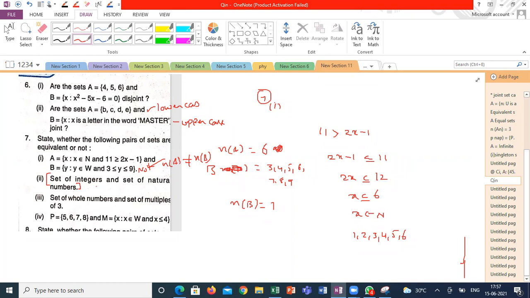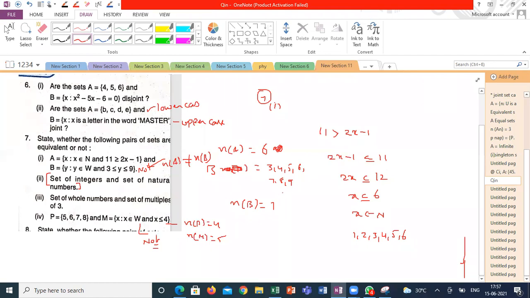What about the fourth question? So not equivalent. 5, 6, 7, 8. x is a whole number less than or equal to 4. So n of P is 4, n of M is how much? 5, sir. So n of P is 4, n of M is 5. So it is not equivalent.